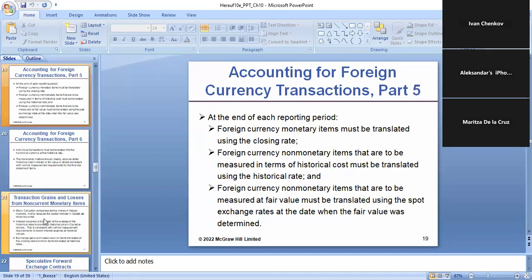At the end of each period, foreign currency monetary items must be translated using the closing rate. If we keep a bank account in US dollars and it has a balance, at the closing rate of December 31st, we have to convert the amount into Canadian dollars, the functional currency. Foreign currency non-monetary items that are to be measured in terms of historical cost must be translated using the historical rate. So basically, if we're using the historical cost, on that day we have to see what the historical rate was and translate using it.